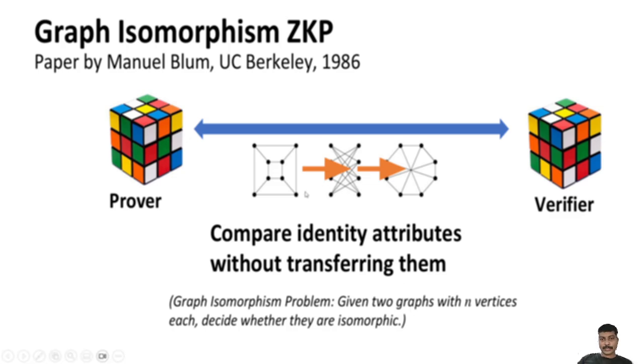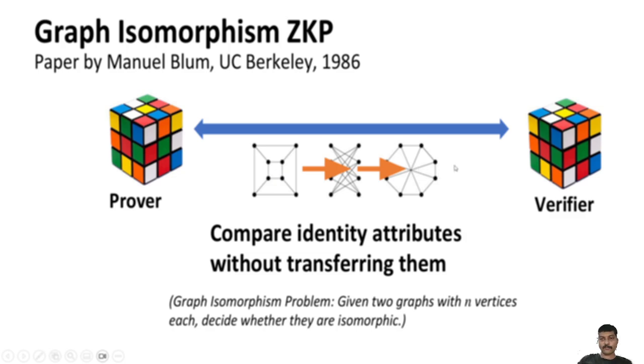This means the prover needs to generate a third graph. There should be a function which generates a third graph, which is isomorphic to this graph. There is a bijection type of mapping with which this isomorphism is defined, and the verifier tries to find out whether the graph shared with the verifier is isomorphic to the other graphs that the prover has.